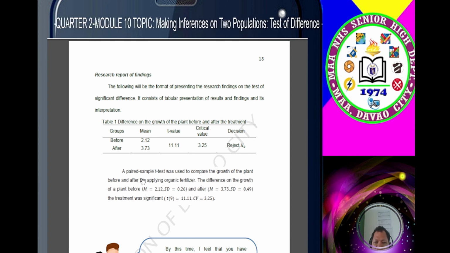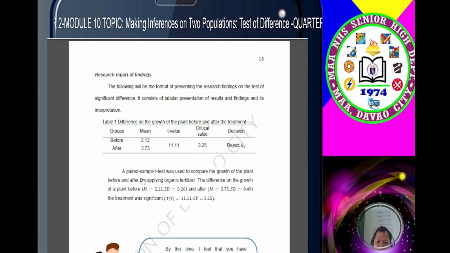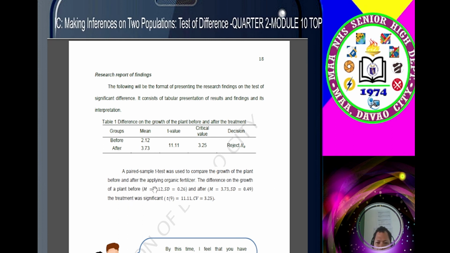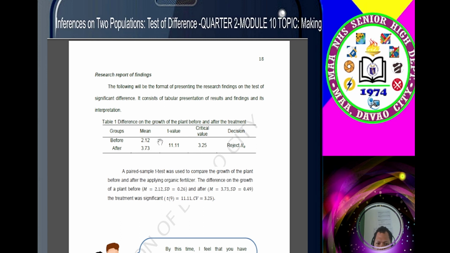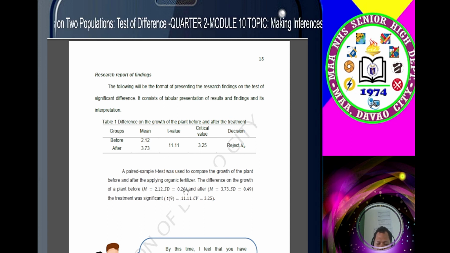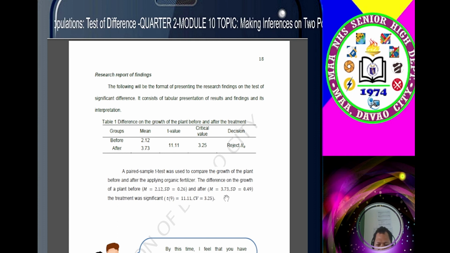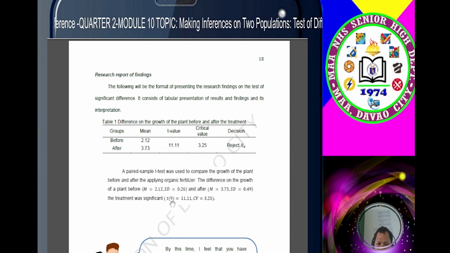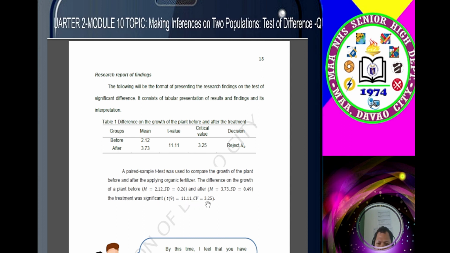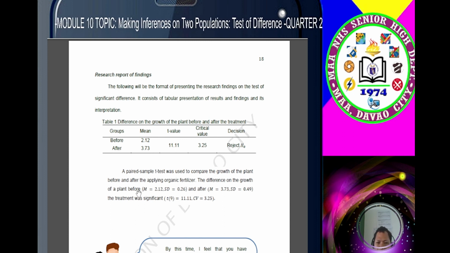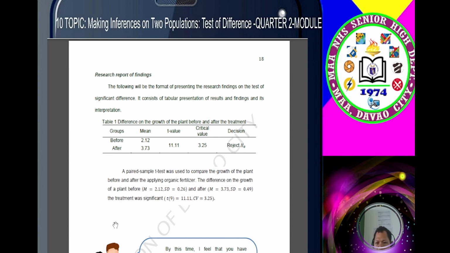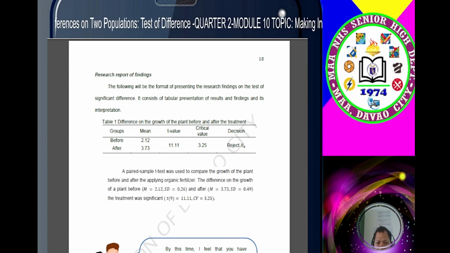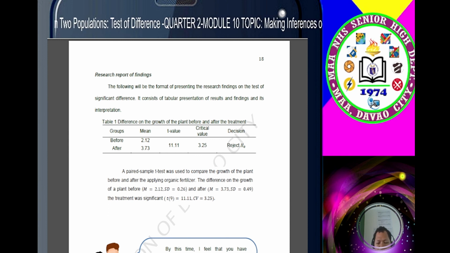Paired sample t-test was used to compare the growth of plants before and after applying the organic fertilizer. The difference in the growth of plant: before, the mean is 2.12, you can see this table, with the SD, and after, the mean is 3.73, with 0.49 as the SD, and the t-value is 11.11, the critical value is 3.25. So that's how to compute the test of difference using the paired sample t-test and independent sample t-test. I hope you get the process.